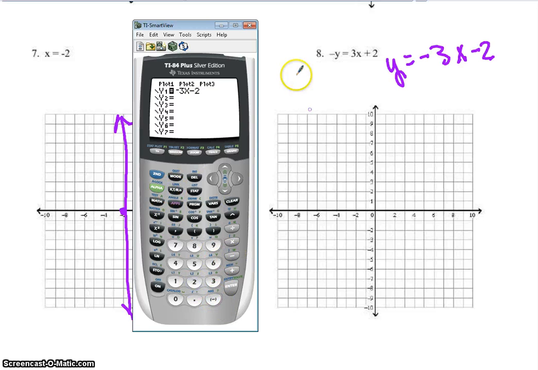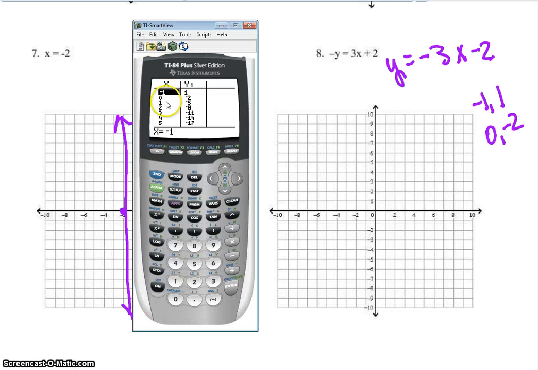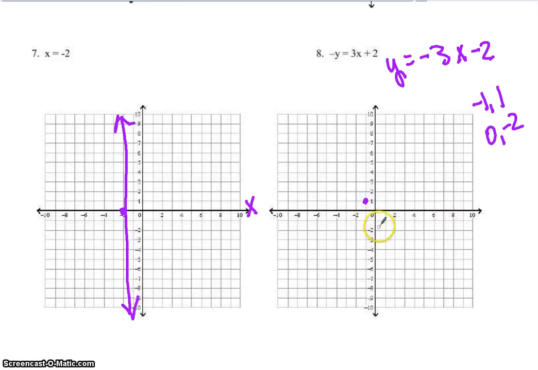And if you'll notice on this problem, the x term's at the beginning. On some of the others, when I move stuff, it's at the end. It doesn't matter where it's at. It's not going to change the graph. So I would say -1, 1, and 0, -2. Let's double check that. Those are good points. So -1, 1, and 0, -2. Draw a line through both of your dots, put arrows on both ends.